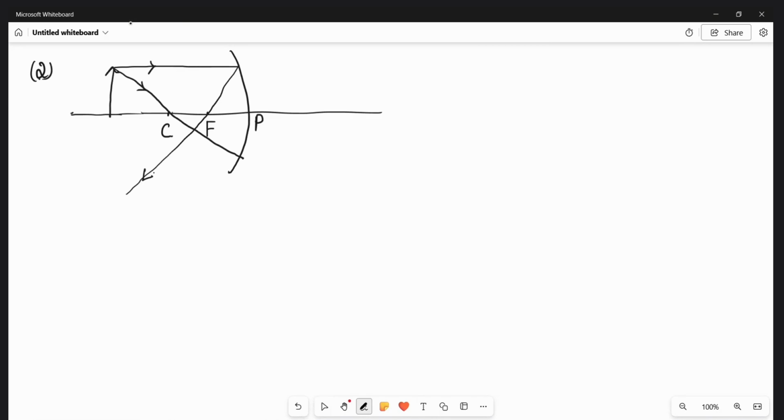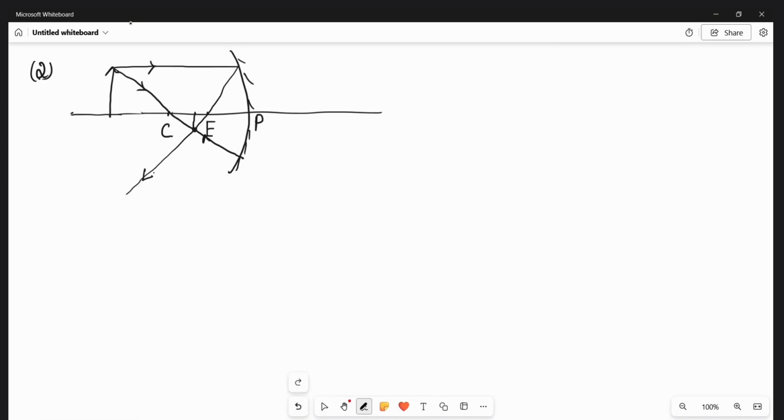It should pass through C. So it is passing through C. It touches the reflecting surface. It reflects here and it retraces its path. The same path it will come back. So if you see after the reflection, the two rays meet at this point. Okay, so the image will be formed like this.